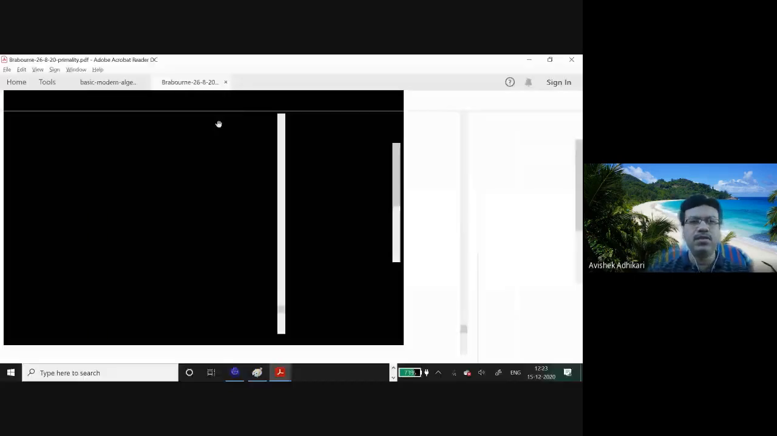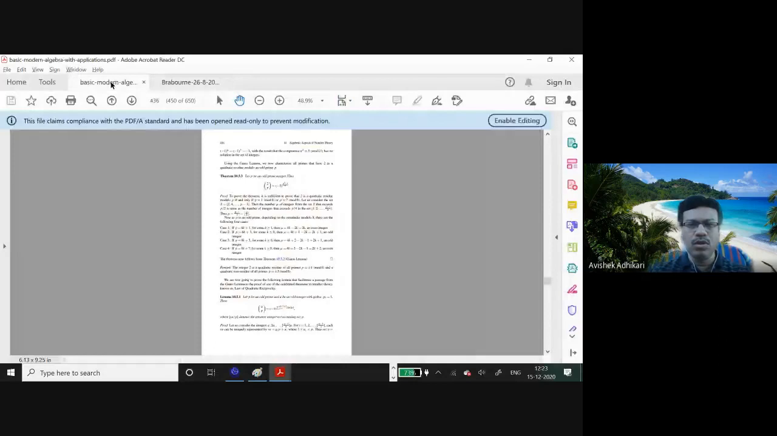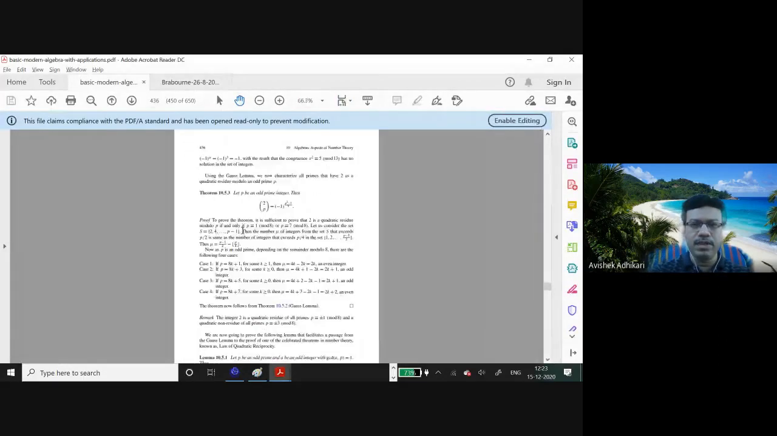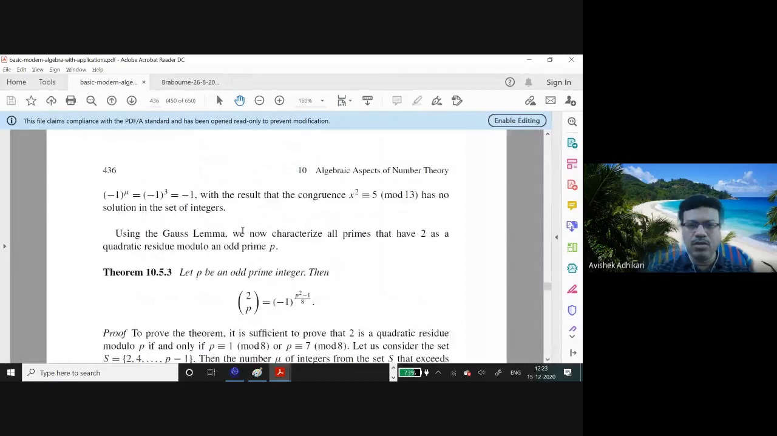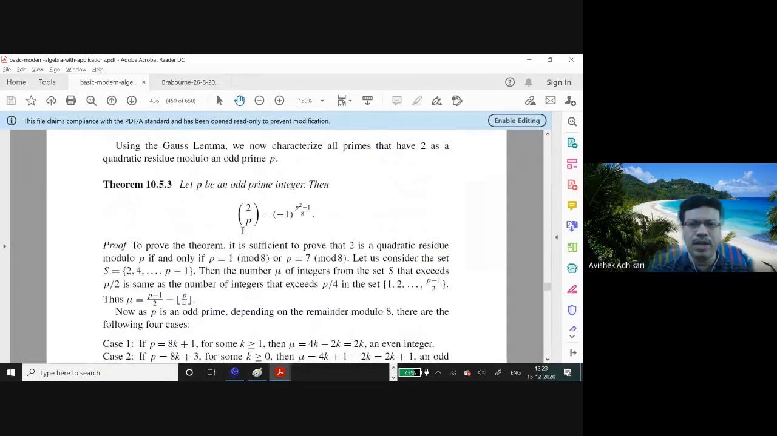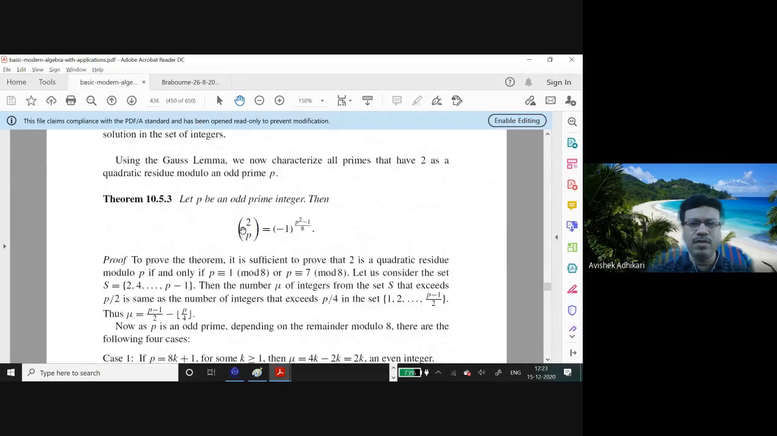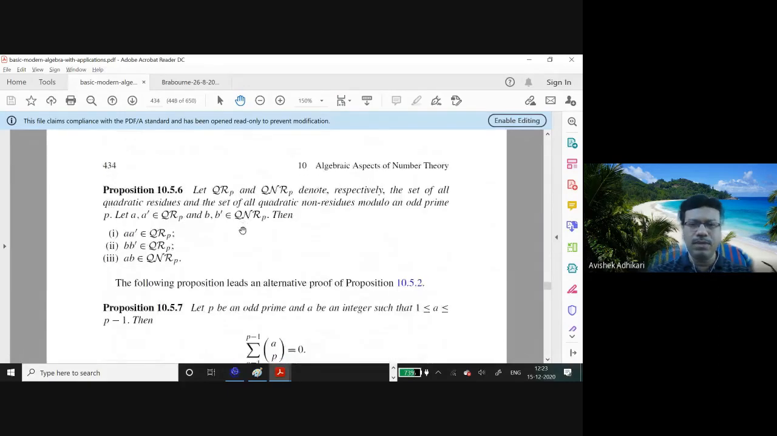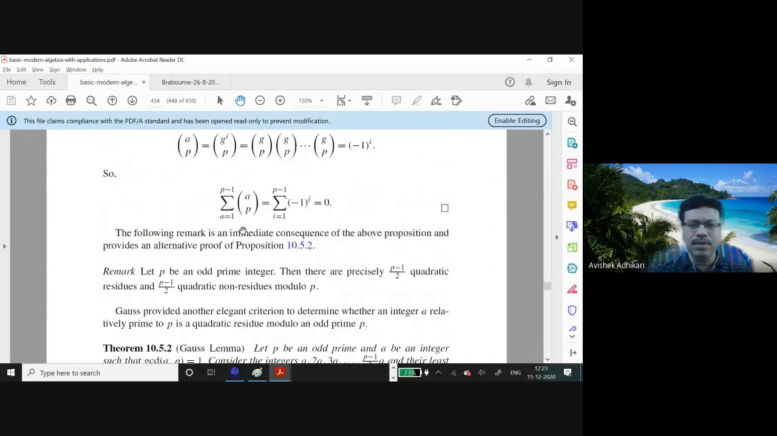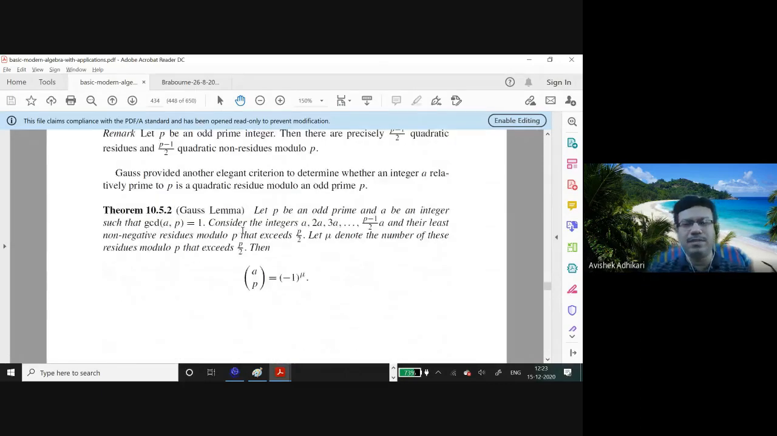Yes, so this is from my book. Maybe one can have a look at these results. The proof I have not gone through, but there is an important result known as Gauss lemma. Gauss lemma is very interesting, and sometimes it also helps us in calculating the Legendre symbol. I have given you a few techniques to calculate Legendre symbols, but there is another technique which is very useful sometimes, known as Gauss lemma.